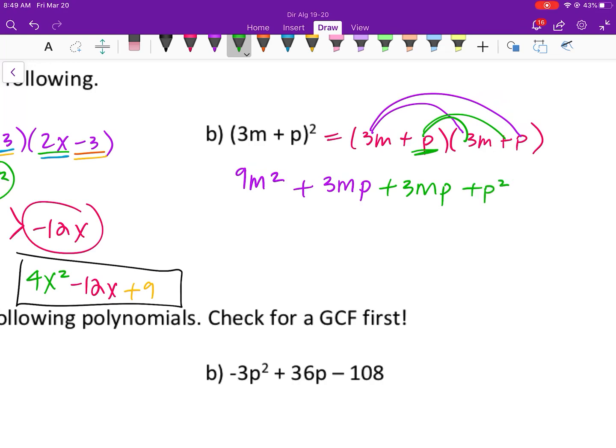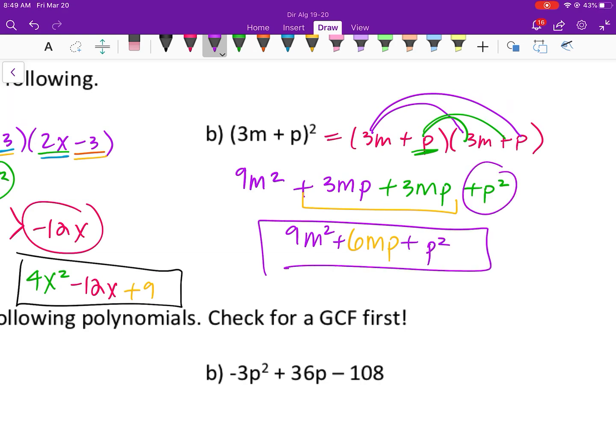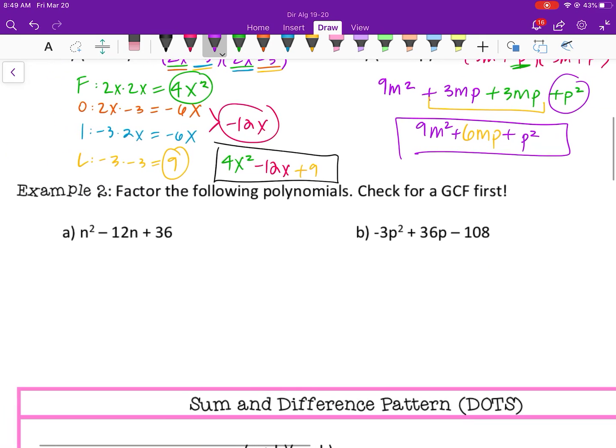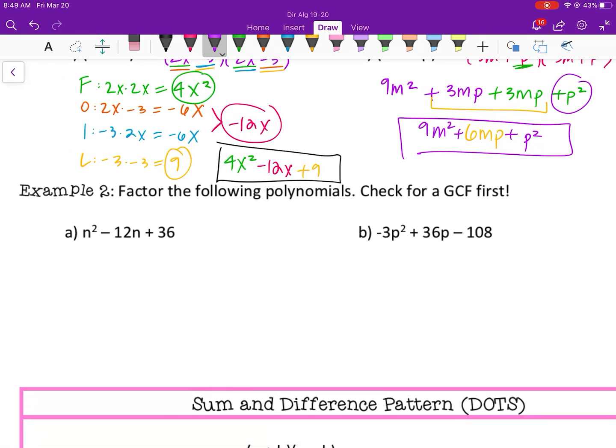Distribute p times p, we get p squared. And then, sure enough, like I said, we combine those, we get 6mp. So we have 9m squared plus 6mp plus that p squared. Final answer. Now in example 2, we're going in the reverse order.